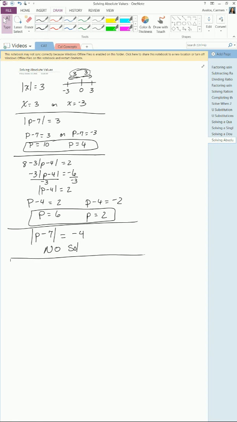So that's just with an equation, an equal sign. Now let's do an inequality where we have greater than or less than. So the problems are pretty much the same.